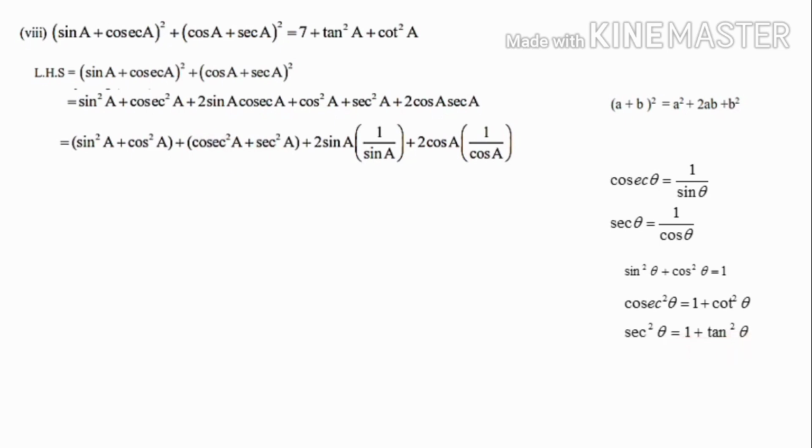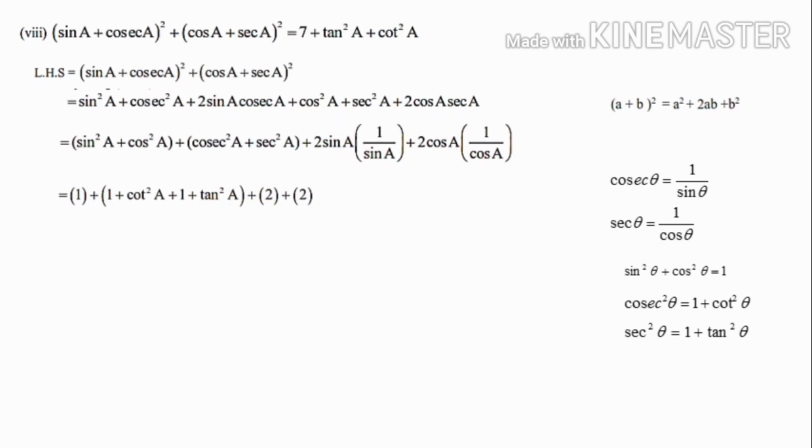So let's substitute all these formulas here. Sin square a plus cos square a is 1. Then cosec square a we changed as 1 plus cot square a. Sec square a we changed as 1 plus tan square a. Here sin a cancelled, 2 is the balance. Here cos a cancelled, 2 is the balance.